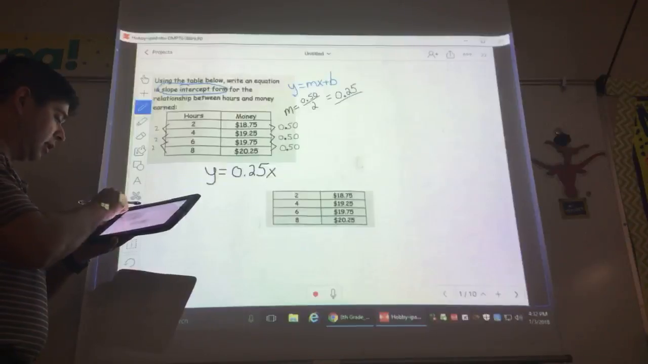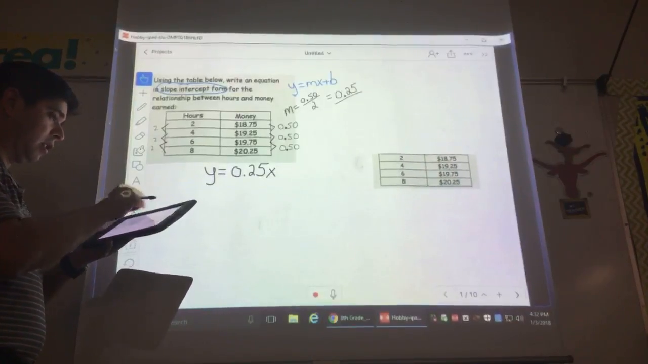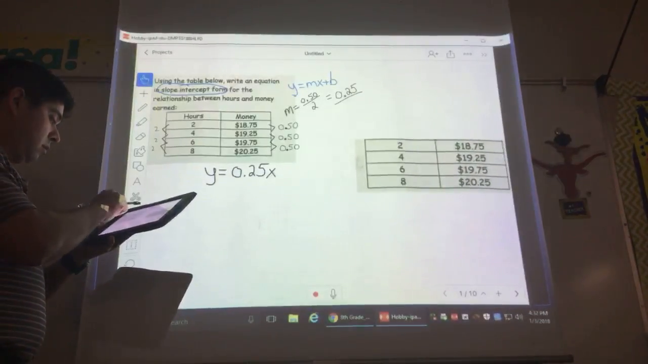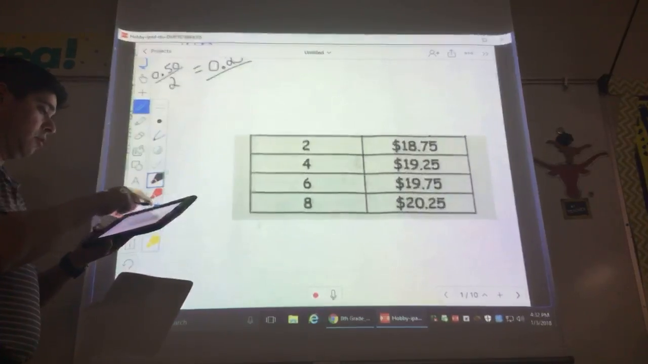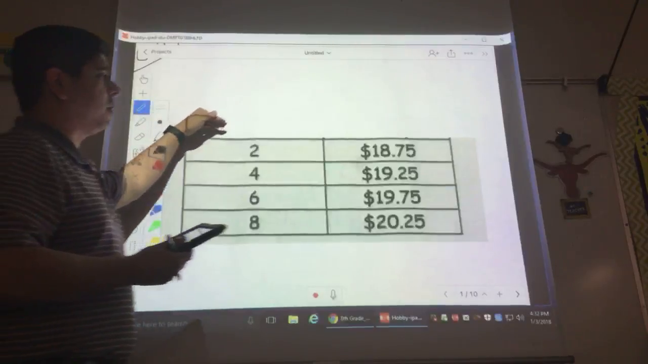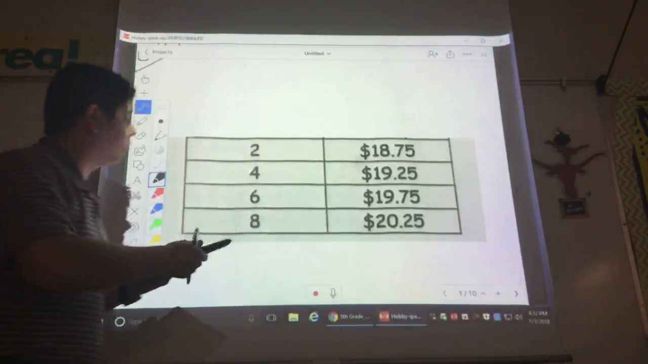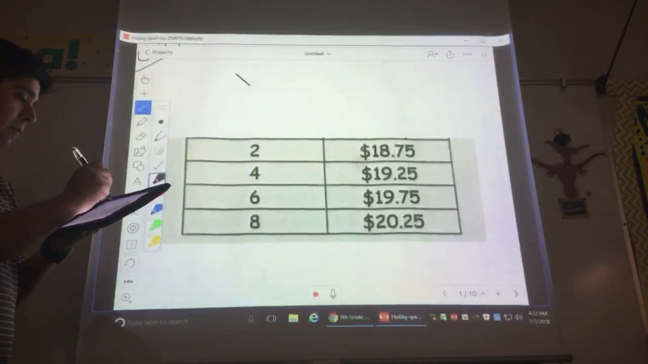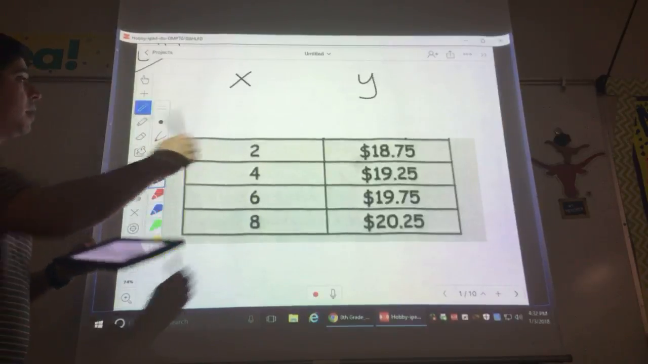So let me get this. I just used scissors and made a table there. Okay, and then we'll go back to right here. So this is the table. I just cut off part of it. The reason I cut off part of it is because we need to find where x is 0. So this is my x column here, and this is my y column there.